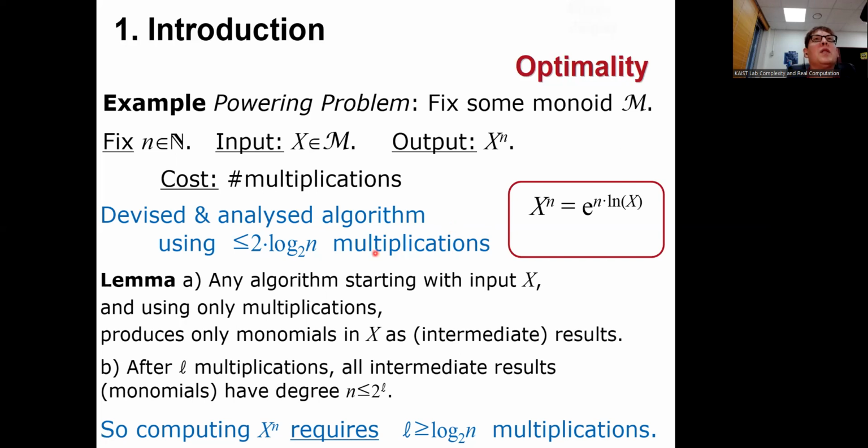Here we only considered multiplications as the permitted primitives, but if we also consider, for example, logarithm and exponentiation, then this powering problem can be solved using a constant number of operations, but much more powerful operations than simply multiplication, namely also using exponentiation and logarithm. So what is considered an optimal algorithm really depends on which primitive operations can be used and what is the cost of the primitive operation.